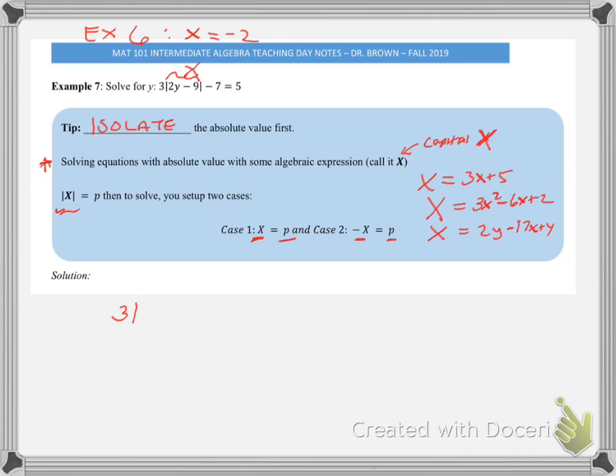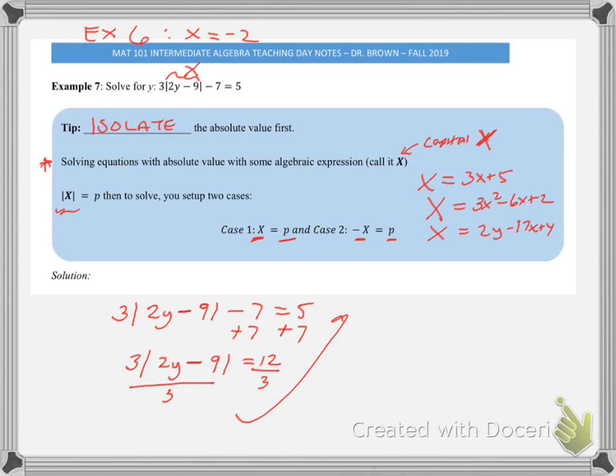And so let's look at our problem here. So it says solve for y. Okay, I wanted to change up the letters. Instead of solving for x, we're solving for y. Okay, so this is the original problem. Let's isolate the absolute value. So we add 7 to both sides. Then we get 3 times the absolute value of 2y minus 9 equals 12. Then divide by 3 on both sides. And so that will give us, all the way up here, the absolute value of 2y minus 9 equals 4.